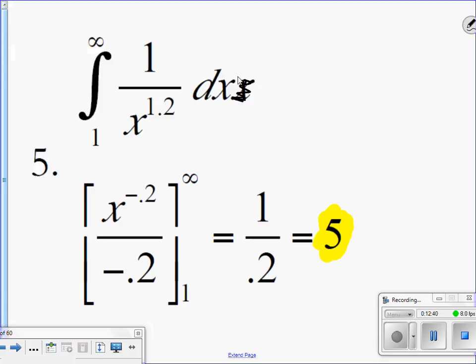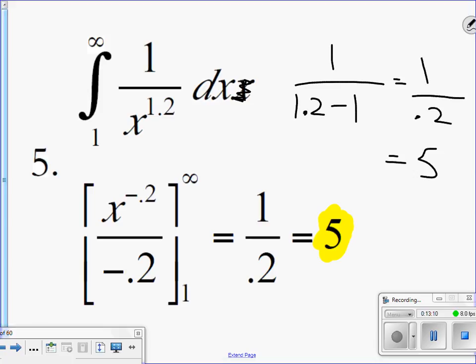It is 5. Now, you could have used the quick way to do it. If you're taking the definite integral from 1 to infinity of 1 over x to a power greater than 1, yesterday we showed that it'll always be 1 over the power minus 1. So if you use that, you get 1 over 0.2, which is 5. That's nice, because you didn't even have to work it out; we derived a little formula for it.